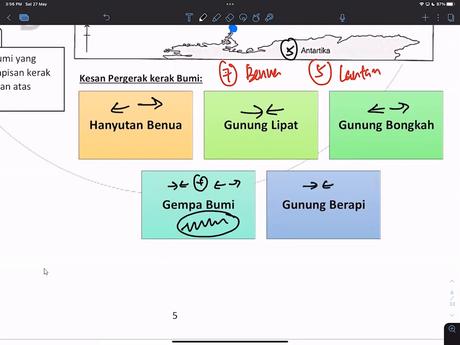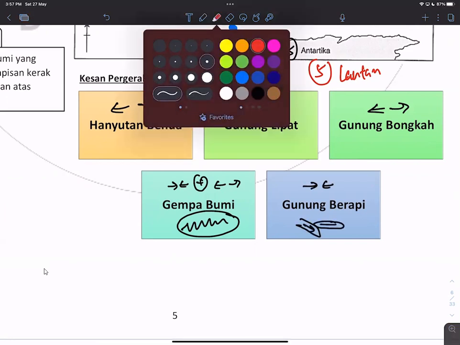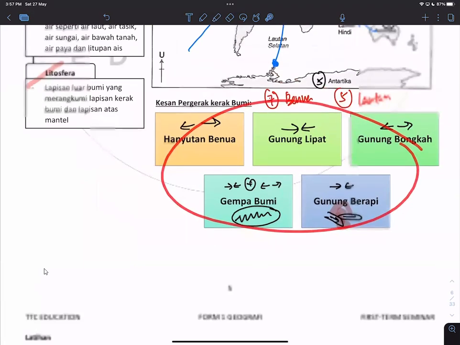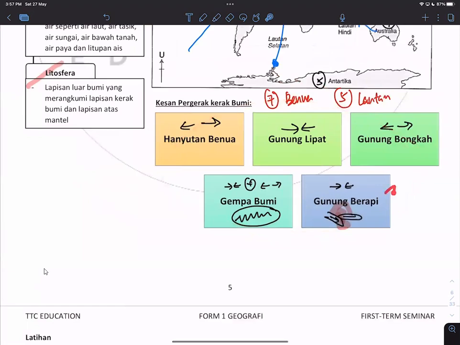Okay, so the last one, Gunung Berapi, is Gunung Lipat. Pertembungan 4. Just one of the Plat going down, one of the Plat is staying on top. So which means going down, right? It is actually going to connect to the magma. So magma is trying to burst out to form the Gunung Berapi, according to the crack from the 2 plate.